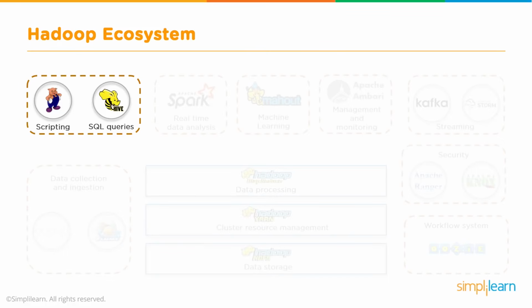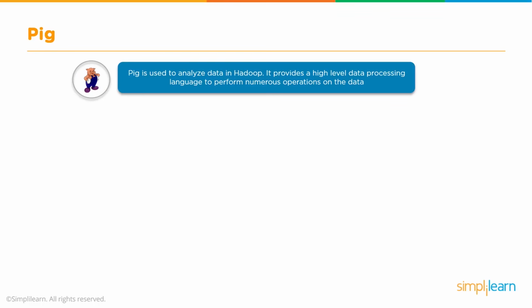So we've covered the first two things in the Hadoop file system. Let's look at some of the scripting languages they have. And so we have the two here, and you can also think of these, it actually says scripting and SQL queries. A lot of times they're both referred to as queries. So you have both the Pig and the Hive. And Pig is used to analyze data in Hadoop. It provides a high-level data processing language to perform numerous operations on the data.